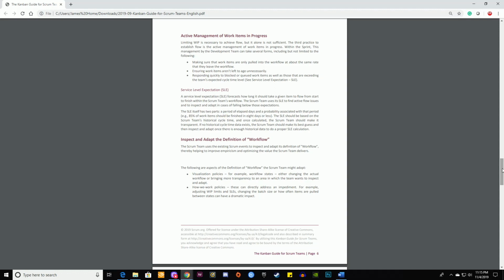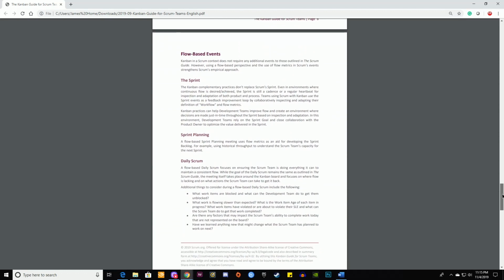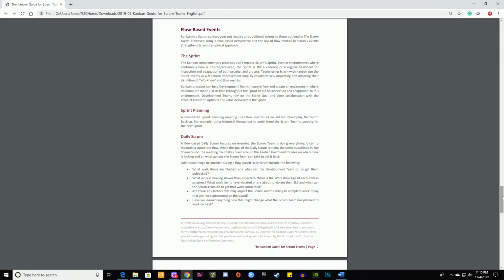How we work policies. These can directly address an impediment, for example, adjusting WIP limits and SLE, changing the batch size, or how often items are pulled between states can have a dramatic impact. Flow-based events. Kanban in a Scrum context does not require any additional events to those outlined in the Scrum Guide. However, using a flow-based perspective and the use of flow metrics in Scrum's events strengthens Scrum's empirical approach.